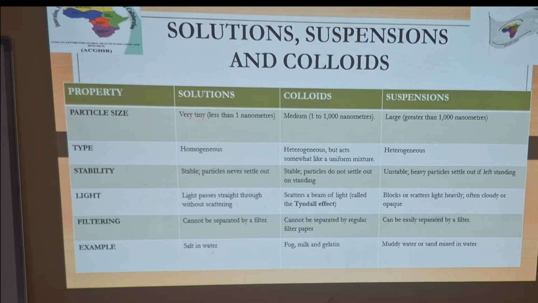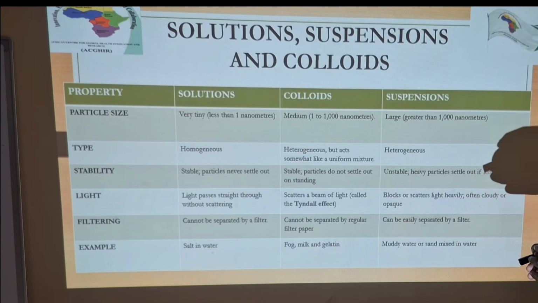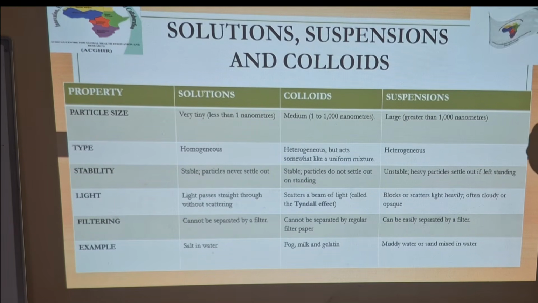Under colloids, the particle size is medium, that is from 1 to about 1,000 nanometers. They are heterogeneous in type, which means they are not uniform, even though they mimic a uniform mixture. In terms of stability, they are stable. Particles do not settle out on standing.